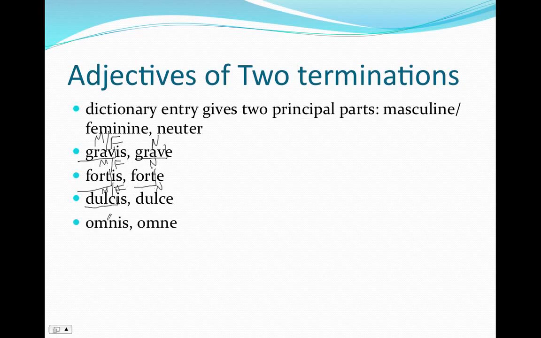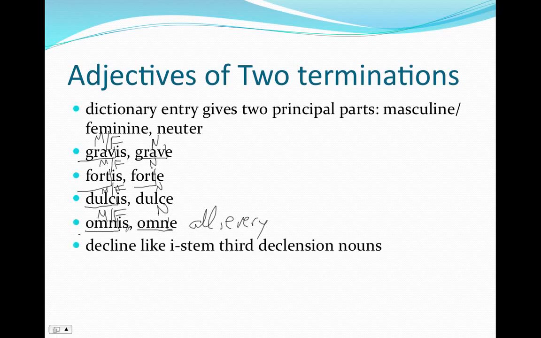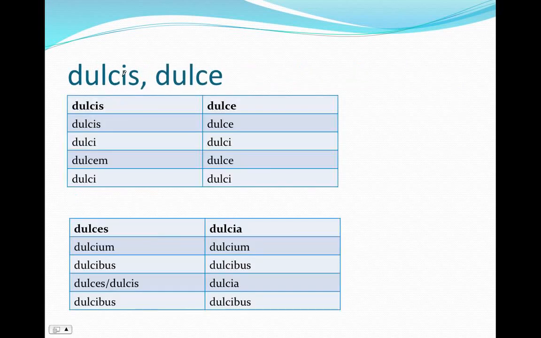Omnis, omne is a very important and common adjective, meaning all or every. I'm going to write that down. The stem is omn. Once we have those stems, it's going to decline like an I-stem, just like we did with adjectives of three terminations. So let's take a look at dulcis, dulce, sweet. The first column is going to be our masculine and feminine, and the second will be neuter: dulcis, dulce.